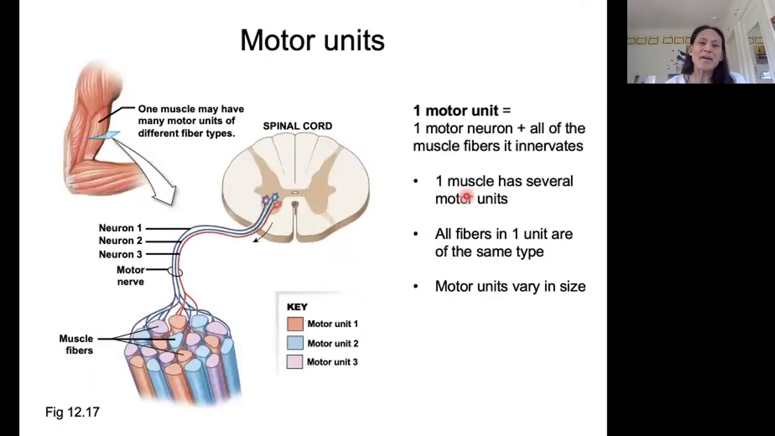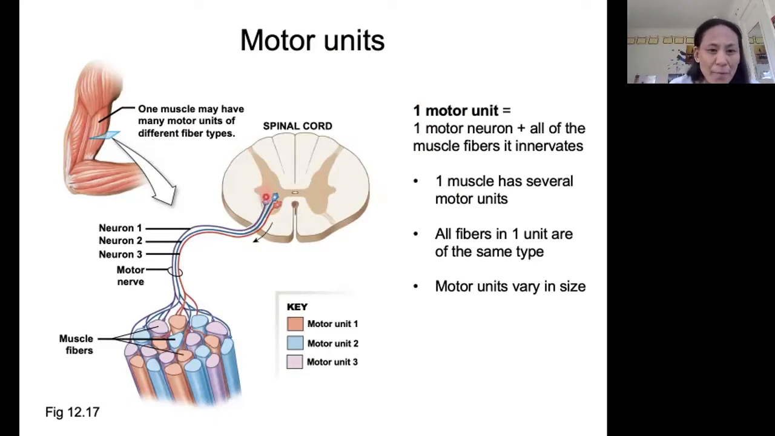All right, one more thing I want to talk about in this discussion about contracting an entire muscle is the role of motor units. I want to start by reminding you what a motor unit is. So the definition is right here. A motor unit is one motor neuron plus all of the muscle fibers that it innervates, that it gives input to. Looking at this example, you can see that our motor units are color coded.